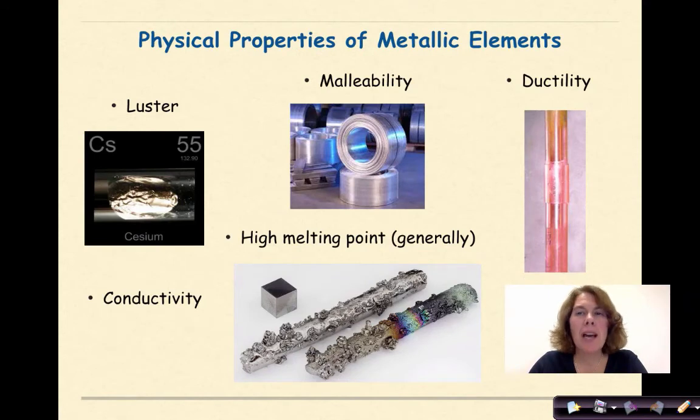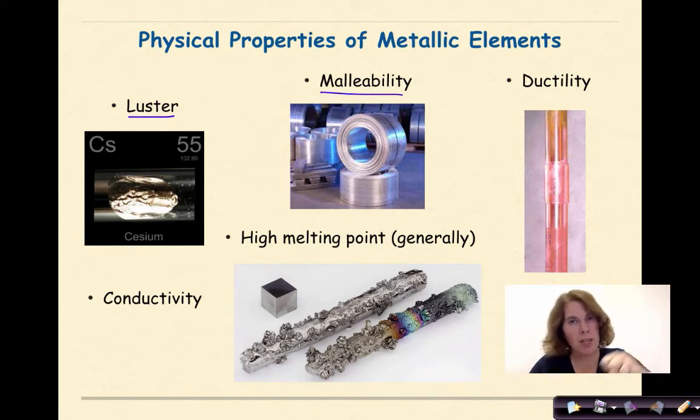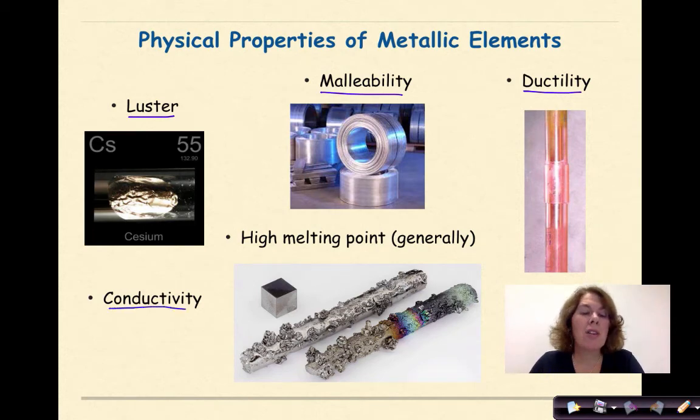Physical properties of metallic elements. Metals typically have luster, which means that they're shiny. They're malleable, which means they can be pounded into thin sheets. They have ductility, which means they can be drawn out into thin wires, ductwork, pipes. They are conductive. They can conduct an electric current. If you've ever been shocked by a metal, you know exactly what I mean. And they typically, not all the time, but they typically have high melting points.